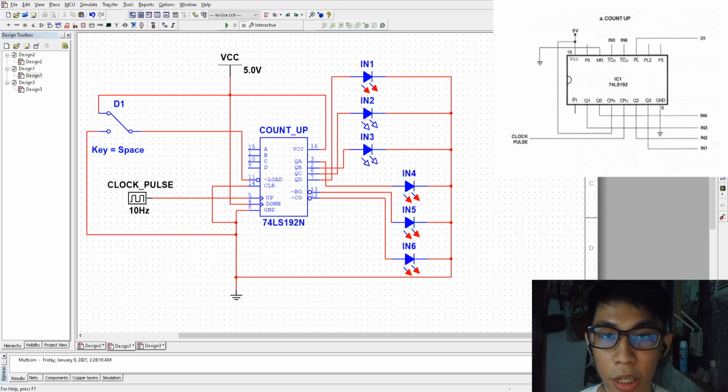Hello guys, I am Ranjan M. Oliveros and for today we will be doing experiment number 15, up-down counter.